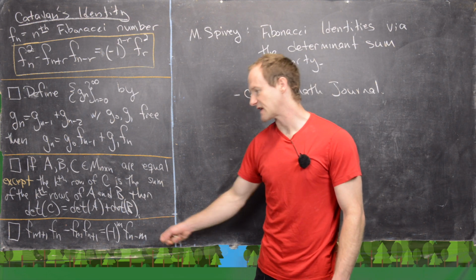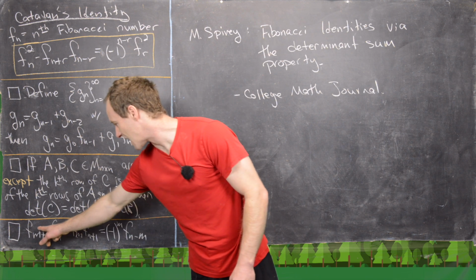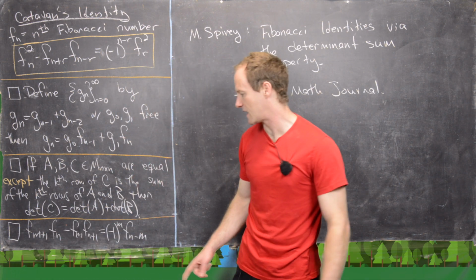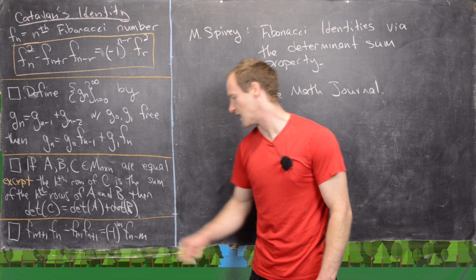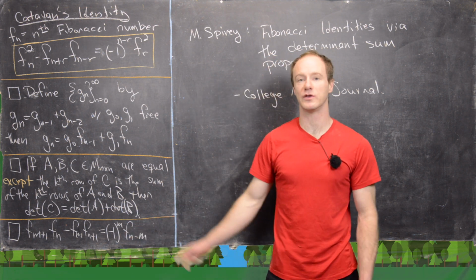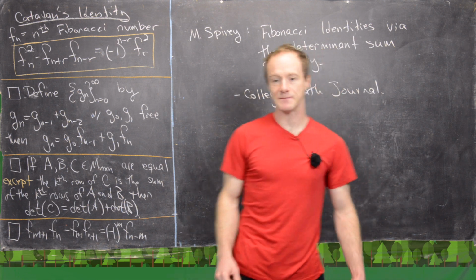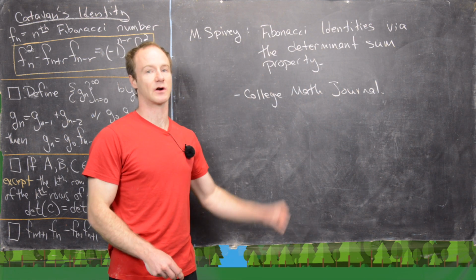And then finally this identity down here, which says that f sub m minus 1 times fn minus fm times fn plus 1 is minus 1 to the m fn minus m. We'll use that as well in the proof. Okay, so let's get this cleaned up and then we'll get started.